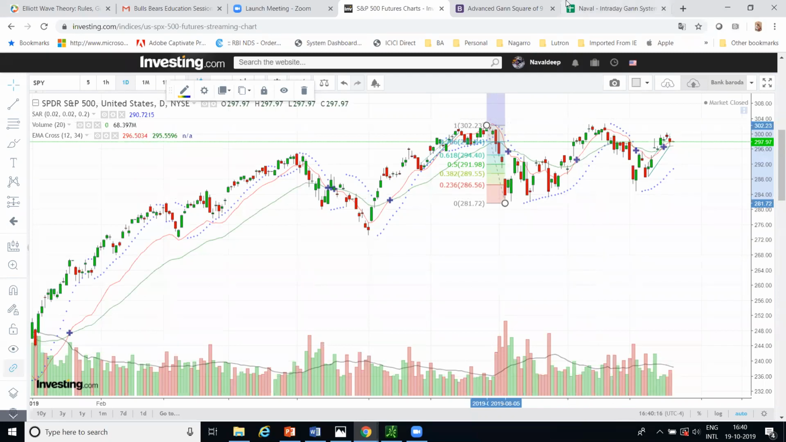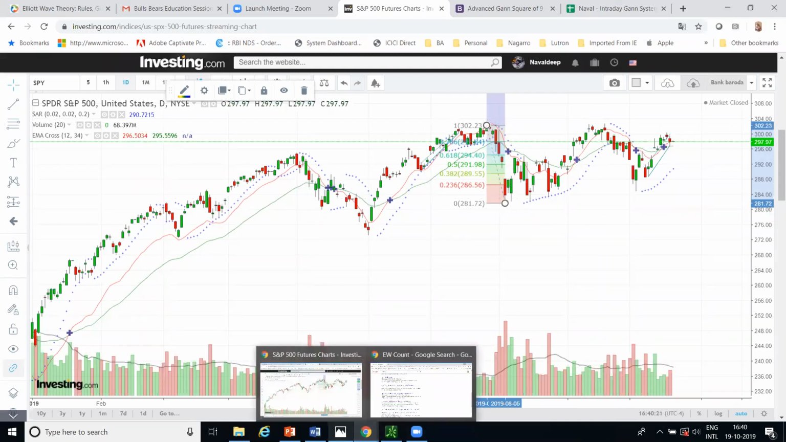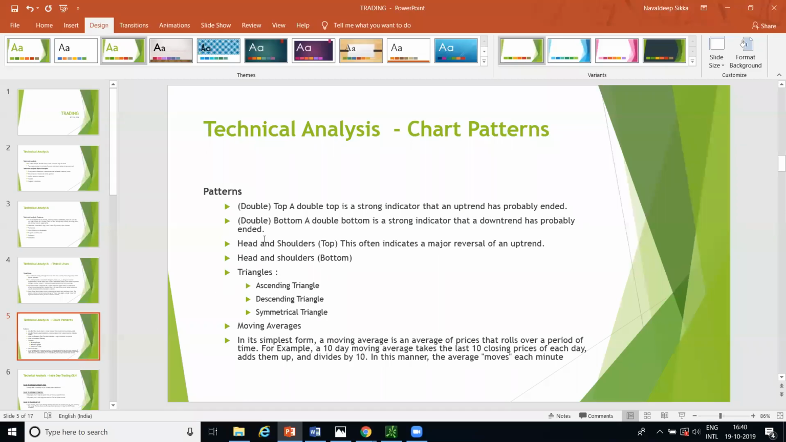All right, because I have limited time, I'll focus on a few more things which are pretty important. So we have head and shoulders top. This is a major reversal of an uptrend, and the bottom is a major reversal where you can go up and reverse the direction. Then we have triangles: ascending triangle, descending triangle, symmetric triangle. These are again based on the trend lines when you draw them.